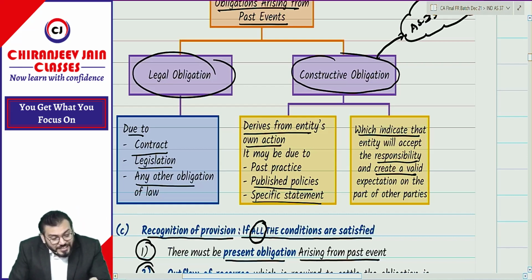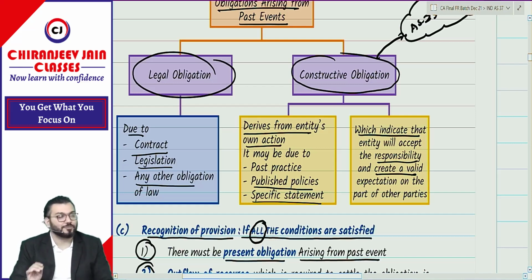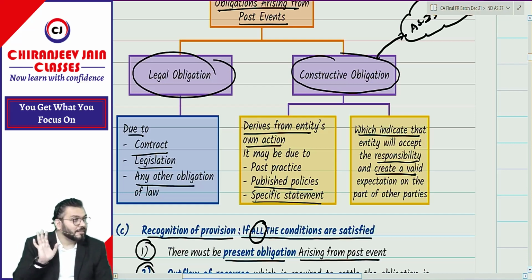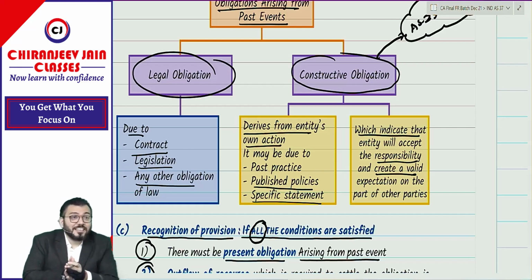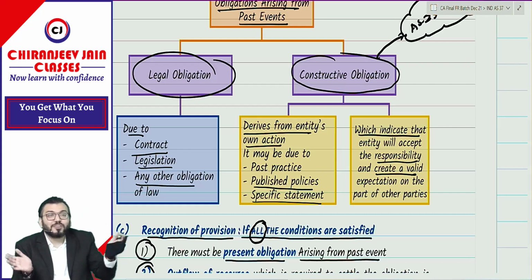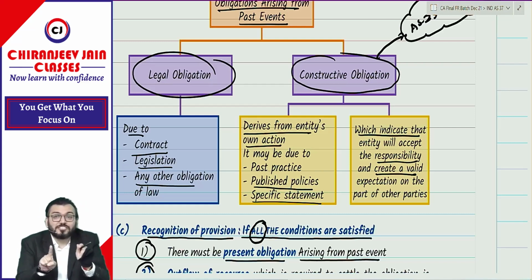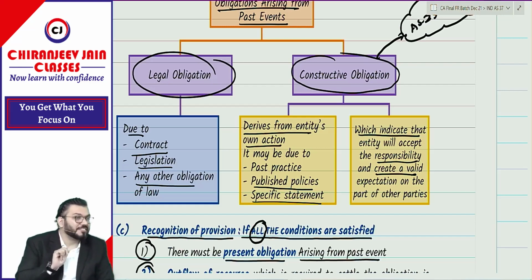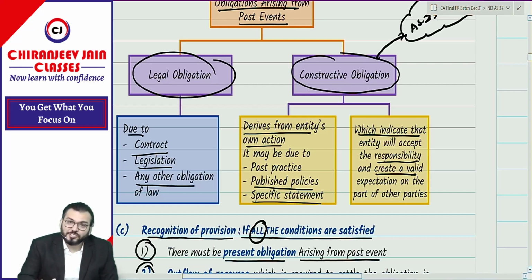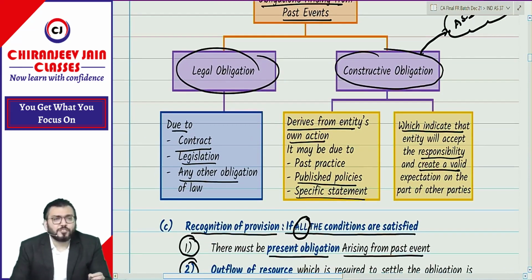So can you say this indicates that the entity will accept the responsibility and created a valid expectation on the part of the other party? It means it is a constructive obligation, and Ind AS 37 says that we should create a provision for constructive obligation also. Correct? Means I can say Ind AS 37 is wide in scope, because AS 29 was actually not covering constructive obligation, because AS 29 was silent about it. Understood this point?